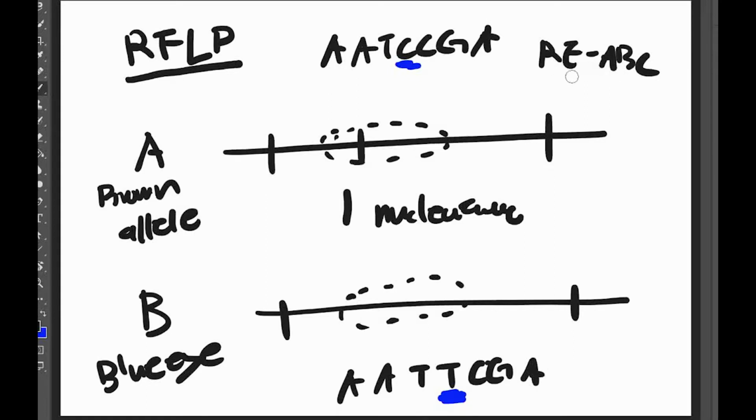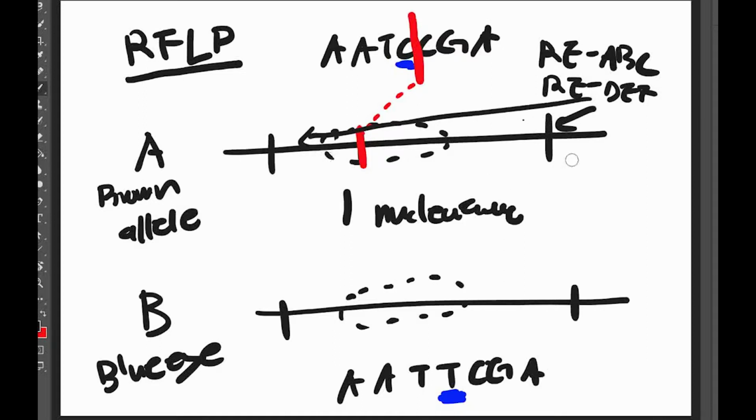This restriction enzyme ABC will look through, and if it finds the sequence AATCCGA, then it will cut at the spot here, for example. This will be the point of cutting. And let's assume there's another restriction enzyme, DEF, and these will be cutting at these spots, and the same for this one.